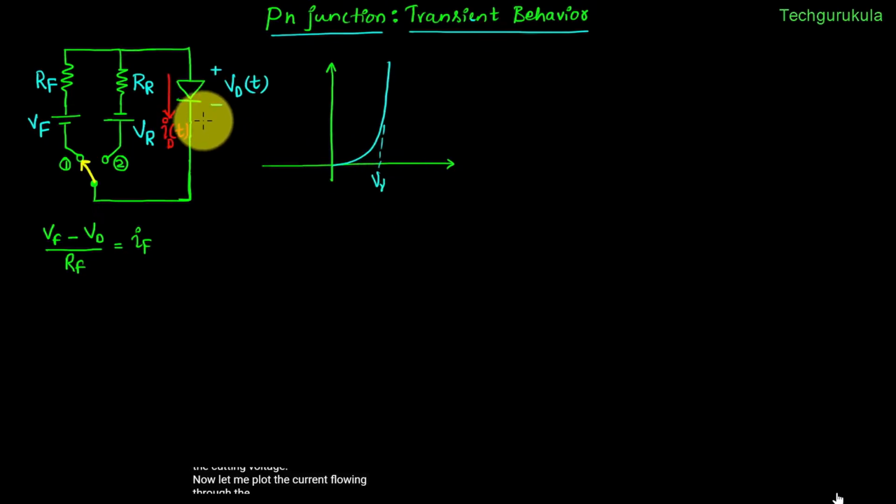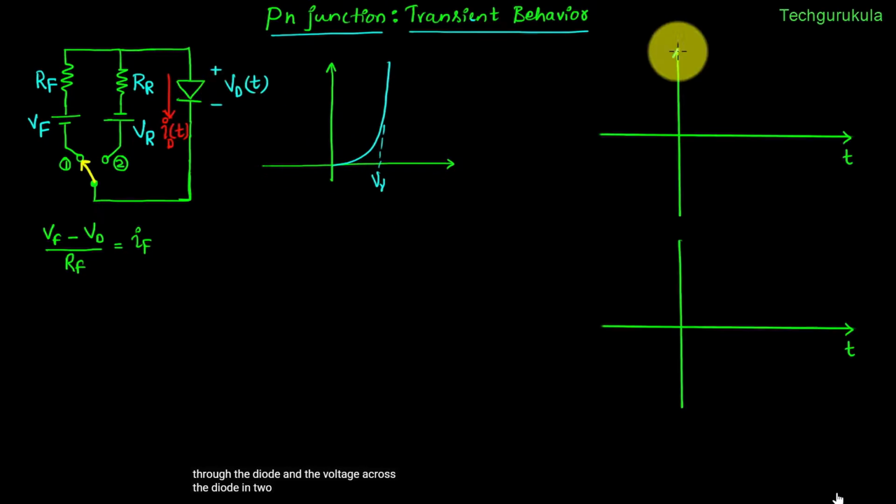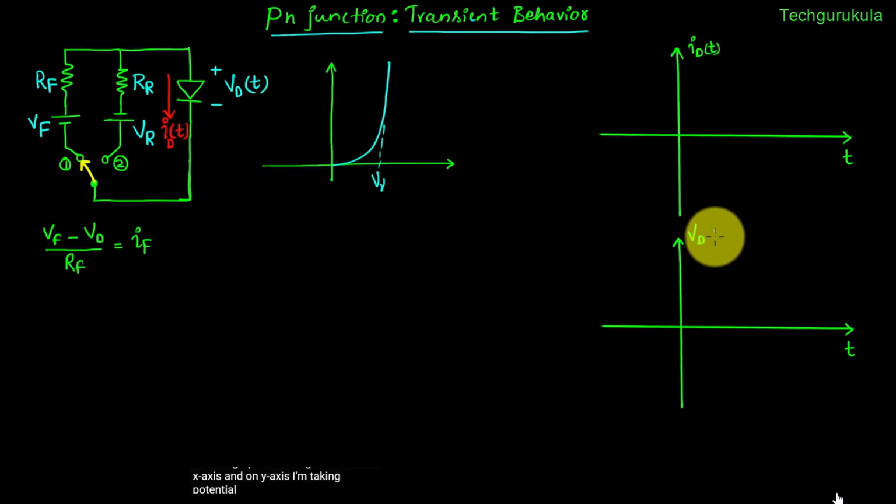Now let me plot the current flowing through the diode and the voltage across the diode in two separate plots. In the first graph, I'm taking time on the x-axis and on the y-axis the current that is flowing through the diode, and in the second graph I'm taking the same time on the x-axis, and on the y-axis I'm taking the potential across the p-n junction diode. This is the t is equal to 0 point.